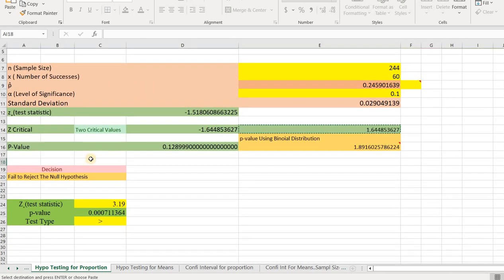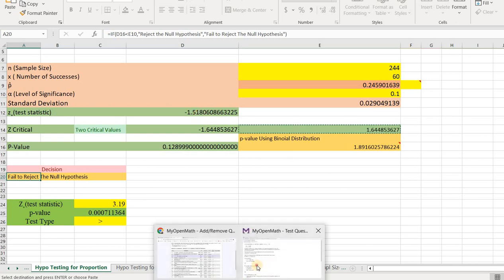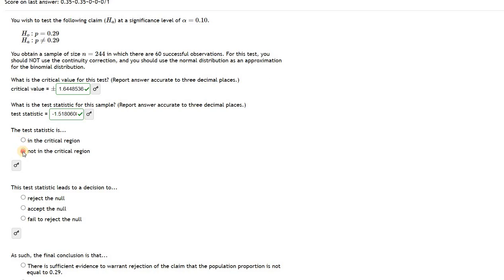Another way to tell is when the decision is failing to reject the null hypothesis. That means the test statistic is outside of the critical region, or the rejection region. So that is another way to tell. Okay, so we're going to say it is not in the critical region, which means we're going to fail to reject the null hypothesis. If we fail to reject the null hypothesis, that means we do not have sufficient evidence to support our claim. So let's see what conclusions we have.